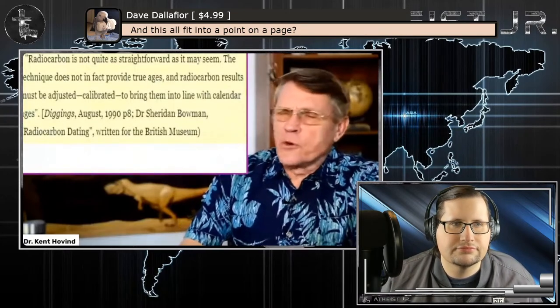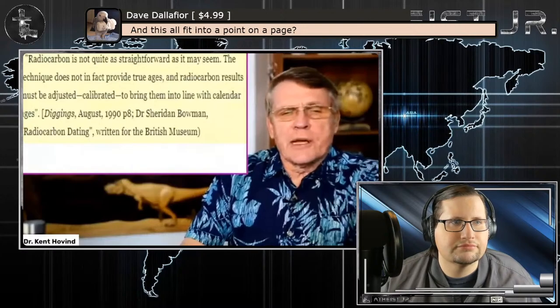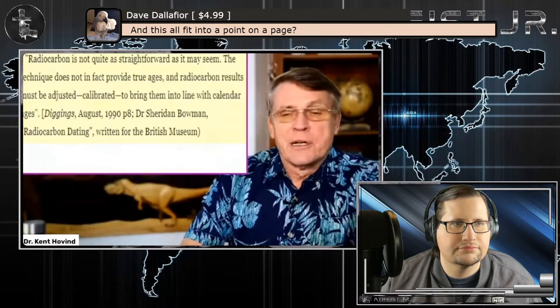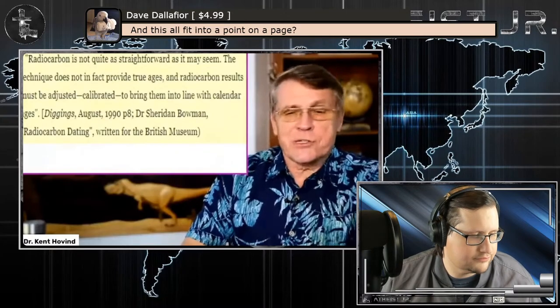Radiocarbon is not quite as straightforward as it may seem. The technique does not, in fact, provide true ages, and radiocarbon results must be adjusted or calibrated to bring them into line with calendar ages.